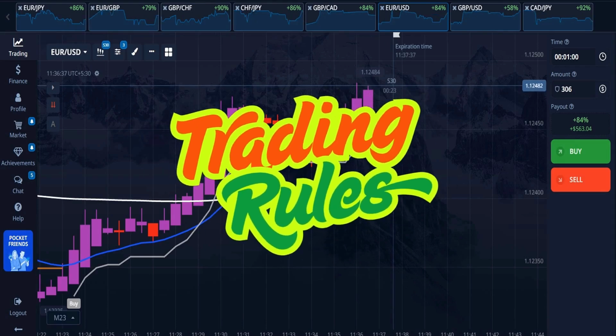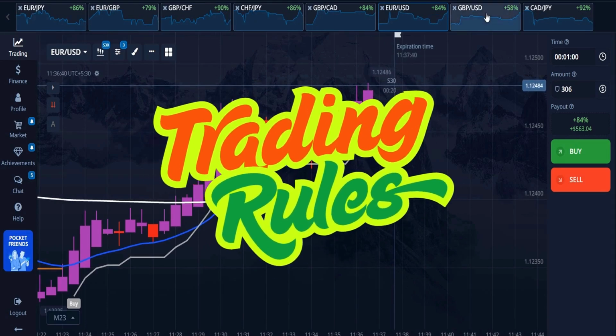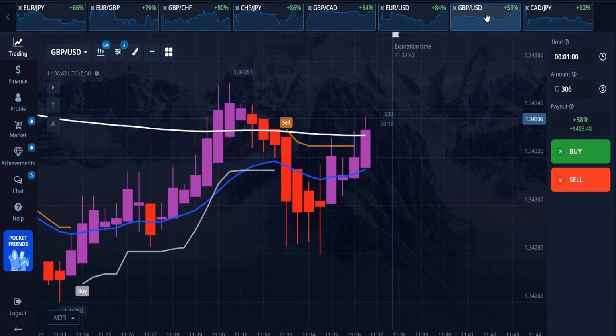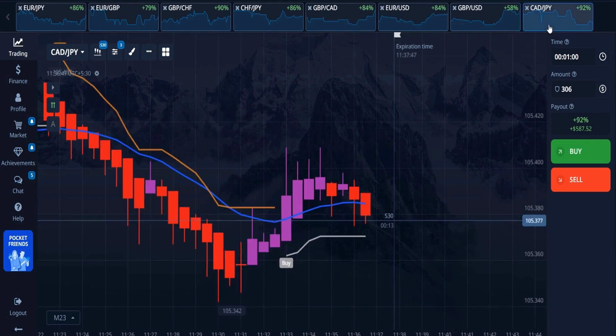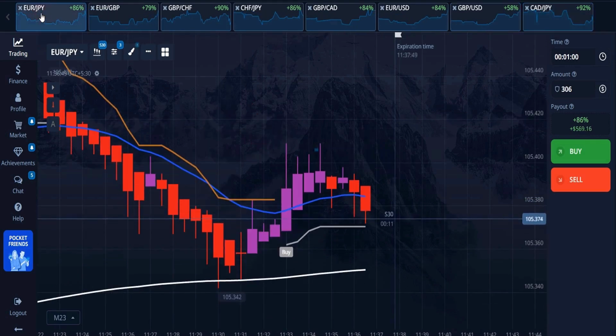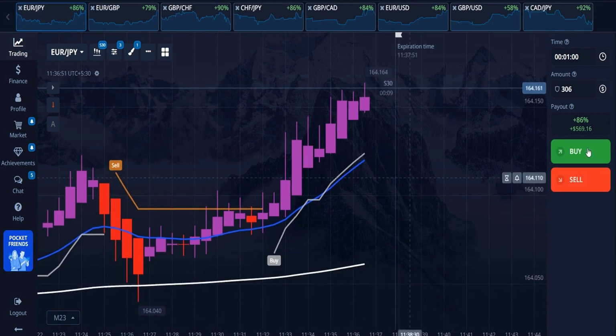Alright traders, now let's break down the exact chart setup and entry rules step by step. Chart and trade settings. Candle type: Heiken Ashi. Time frame: 30 seconds. Trade duration: 1 minute. Now let's look at when to enter sell and buy trades.